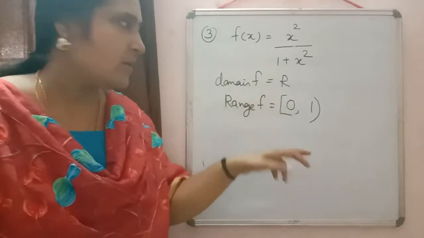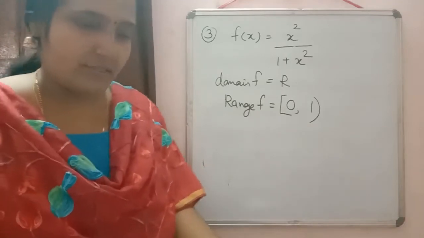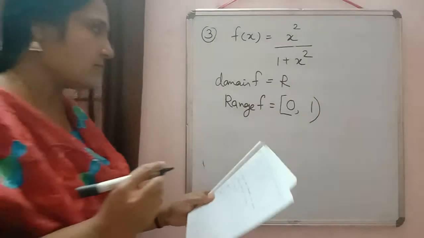1 is open. So these types of intervals are called half open or half closed. I think this one is clear to you. Okay. Now write down the next question.